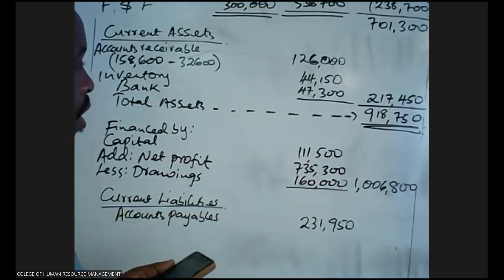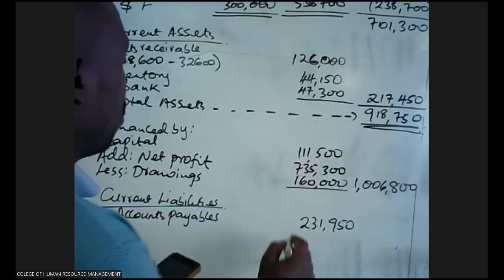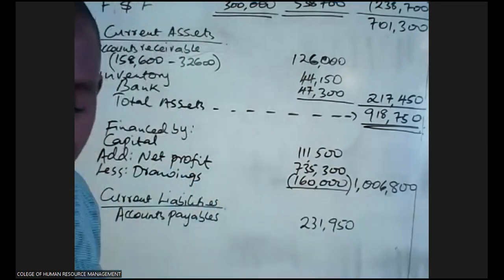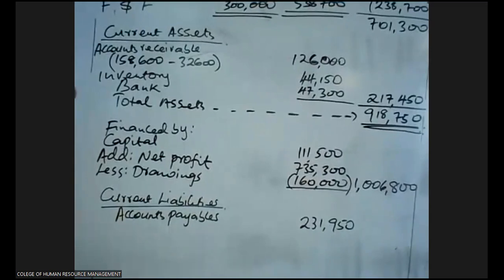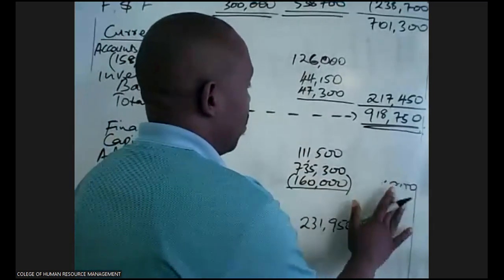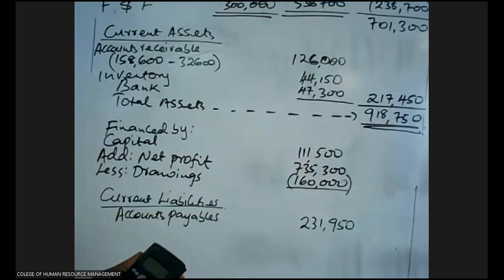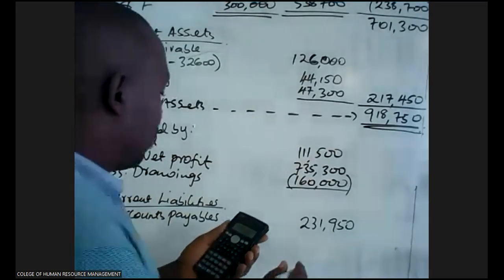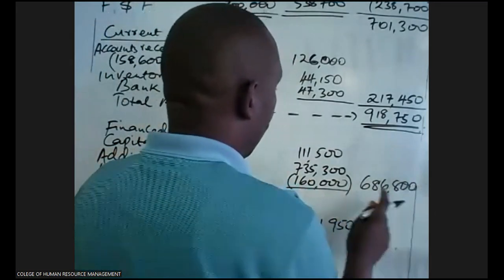Excuse me, Mwalimu. Yes. Are we supposed to add drawings? We haven't deducted. I've seen that. This one is wrong. We added instead of subtracting. 111,500 plus 735,300 minus 160,000. That is 686,800. Thank you. You are supposed to do that.